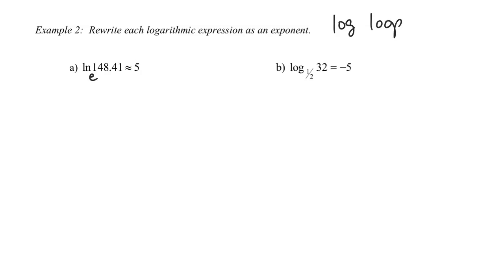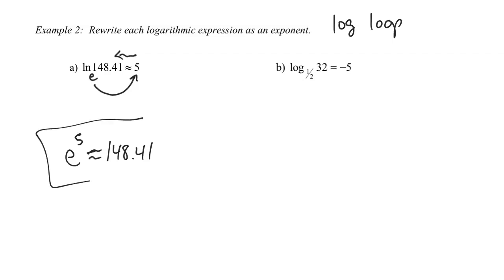So I'm just going to draw a little e in there to indicate that, and then start my log loop. The loop starts at the base, it loops around to the exponent, and then you just read this from right to left. So this will be e to the 5th is approximately 148.41. And just so that it's clear, these expressions are equivalent, they're just written in different formats. It started as a logarithmic expression, and I wrote it here as an exponential expression.